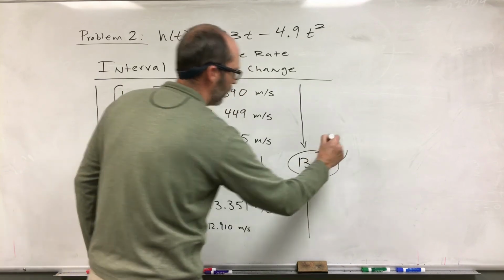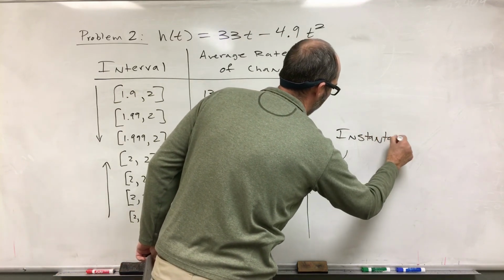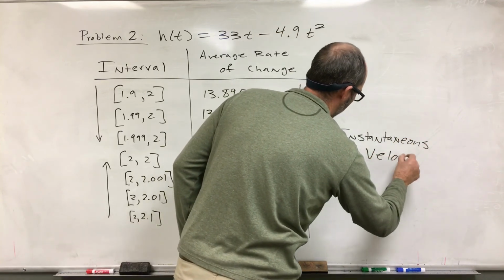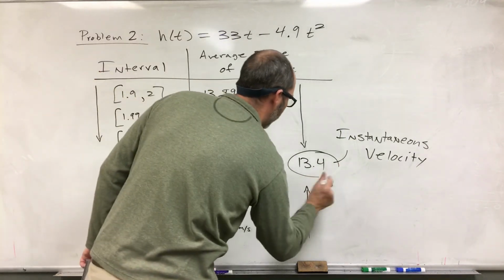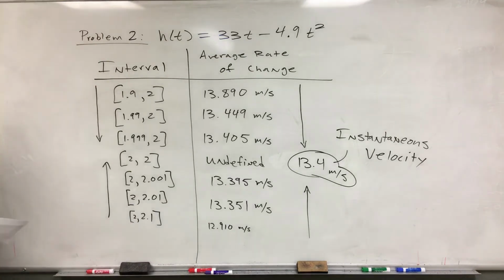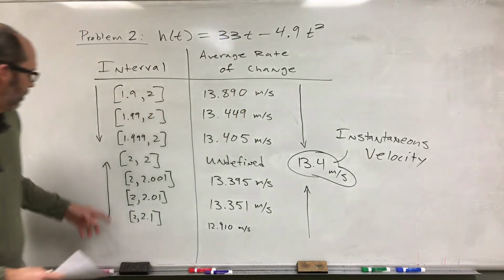This is our instantaneous velocity. Don't forget the units, meters per second. This is the instantaneous velocity at t equals 2.